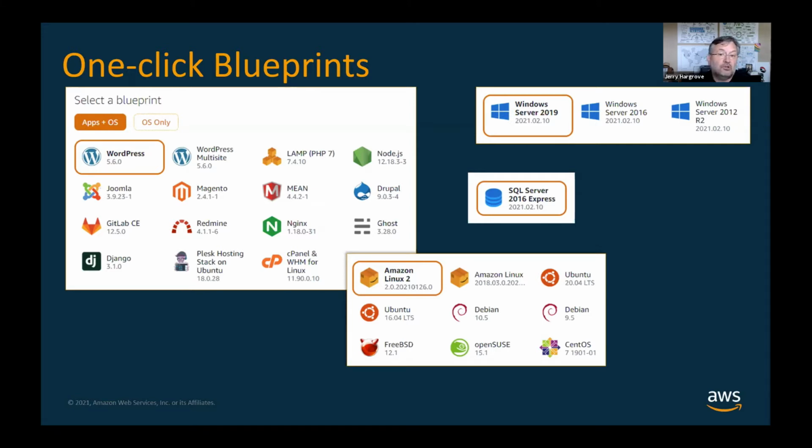If you want to, you can also simply launch an operating system like Ubuntu or Debian. If you wanted to use the latest version of WordPress, for example, you might launch an OS-only blueprint and then install it yourself. You can choose from Linux or Windows, and choose from any of these prepackaged applications that we have available to you.